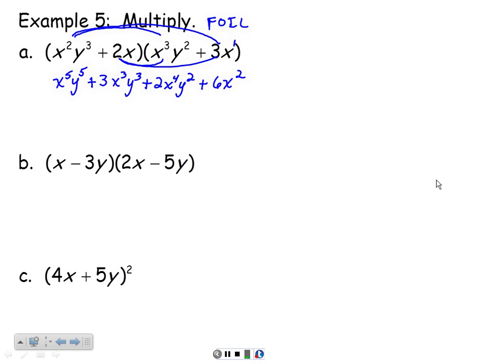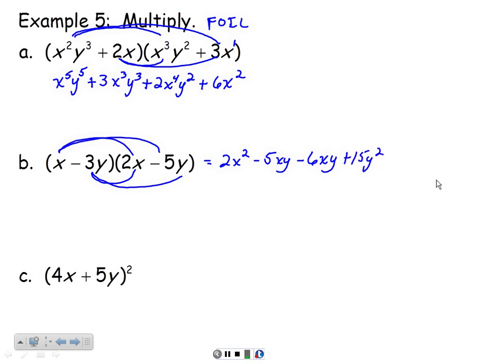Okay, so letter B, a binomial times a binomial. Again, that's the full method. So we have x times 2x, which is going to give me 2x squared. X times negative 5y is going to give me negative 5xy, descending order, alphabetical order. And then we have negative 3y times 2x, again, negative 6xy, descending order, alphabetical order. And then negative 3y and negative 5y is going to be a positive 15y squared. Now in this one, I do have like terms. These two in the middle are like, so I can put those together. So we have 2x squared negative 11xy plus 15y squared.